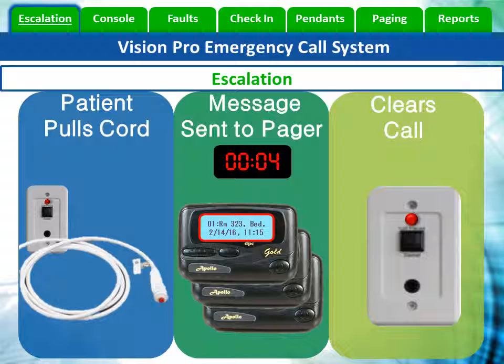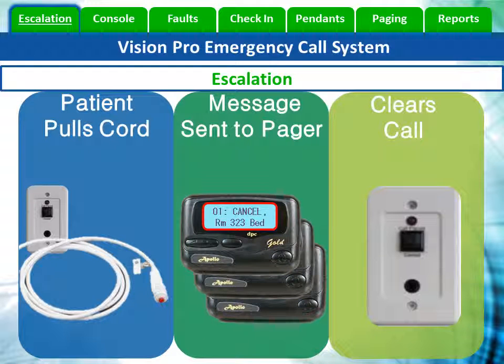This step is simple. The moment you walk in the room, go to the wall device and clear the call. In this case, a bed station has been activated, so the staff member presses and holds the black cancel button until the red light goes out. The moment a staff member uses the cancel button to clear the call, the escalation timer stops. When the call has been canceled, the CNA pagers will display the cancel message for that call.